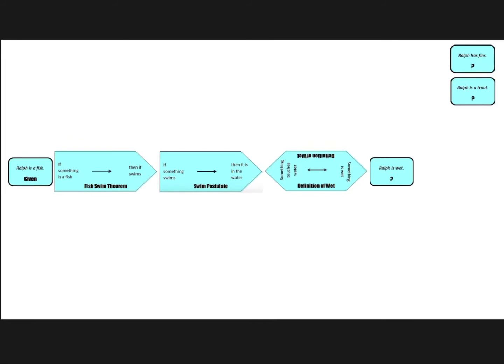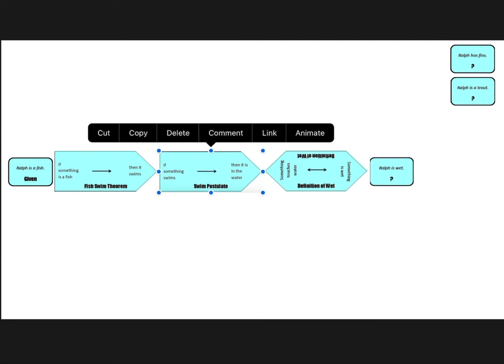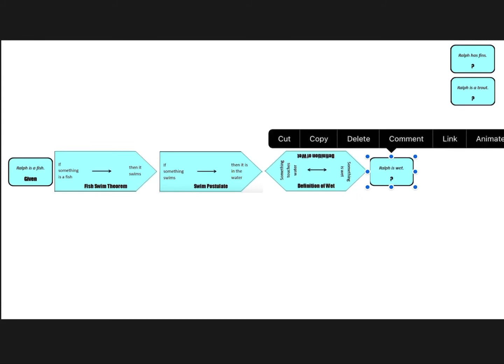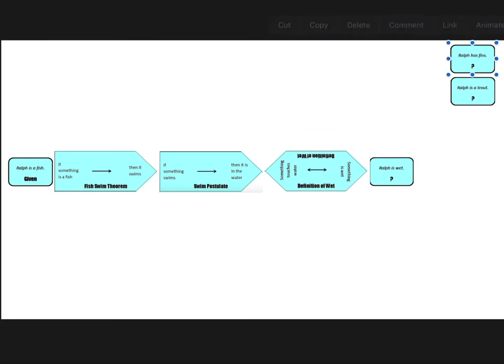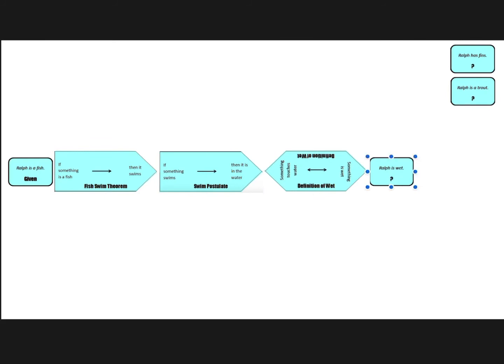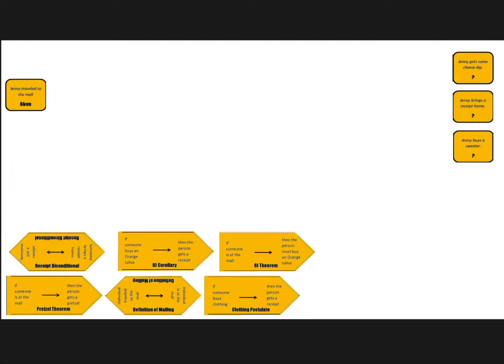So here's what I came up with. Ralph is a fish, so then Ralph swims. Since Ralph swims, then he's in the water. Since he touches water, then he is wet. I can conclude that Ralph is wet. He might have fins, he might be a trout, but the only thing I can logically say following these rules is that Ralph is wet. Try another one.